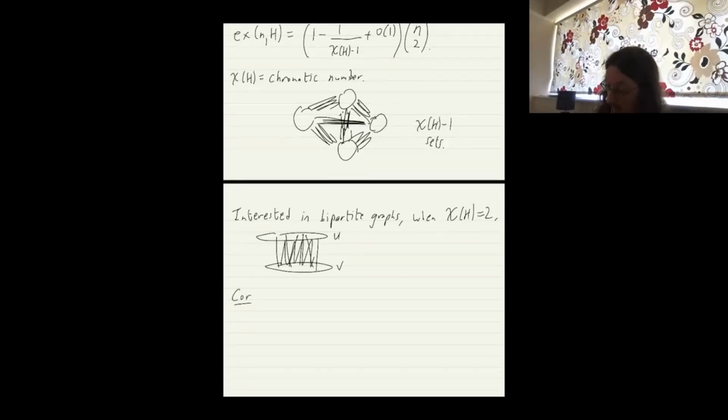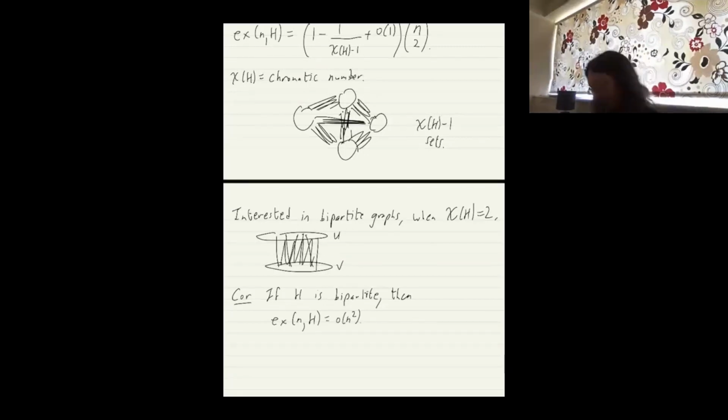which is that if H is bipartite, then the extremal number is little o of n squared. But once we have proved one bound, we want to know what happens at the next order. Actually, just knowing that it's little o of n squared doesn't tell you very much, because it could be anywhere between n and n squared.